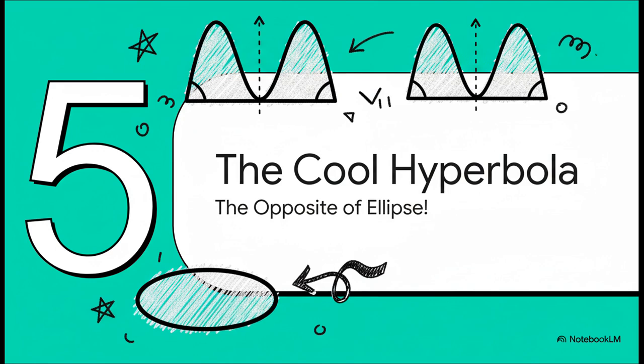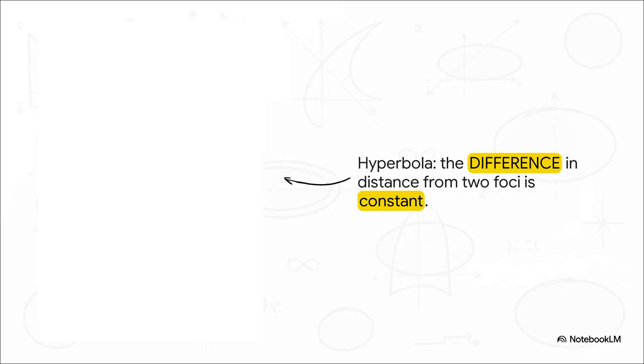This one looks a little bit strange, I know, kind of like two parabolas that are angry at each other and facing away, but the easiest way to remember it is to think of it as the opposite of an ellipse. Remember how for the ellipse, the sum of the distances to the foci was constant? Well, guess what? For a hyperbola, it's the difference of the distances that is constant. That is the one key change.